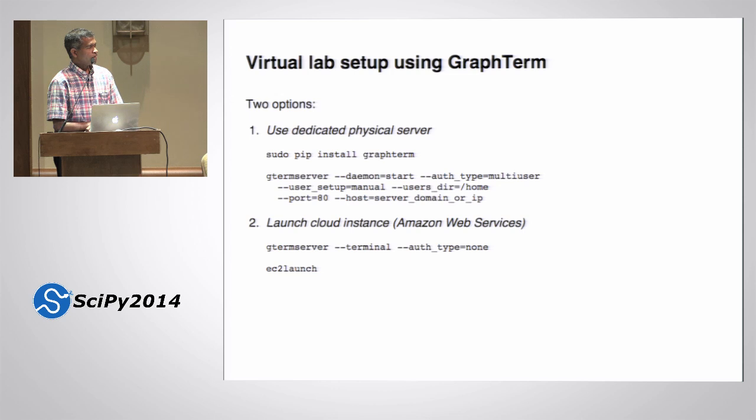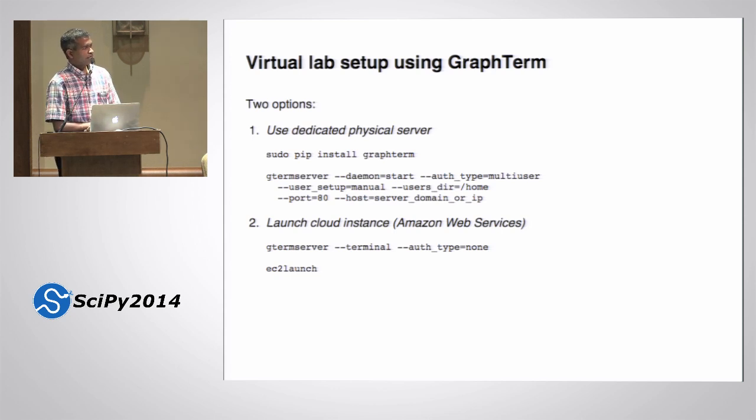And there are two ways to set up a virtual lab. If you have a dedicated physical server, you just install the program GraphTerm from SciPy, and then you run a command like the one I did just before I started my presentation. But I set it for one user, but you just set it up for multi-user mode. It'll just respect the existing users and allow them to log in with an access code or Google authentication.